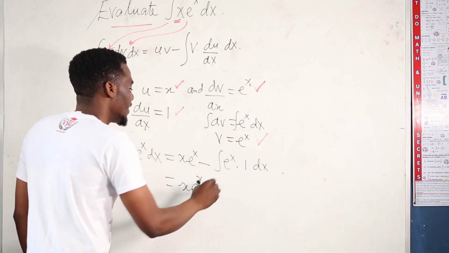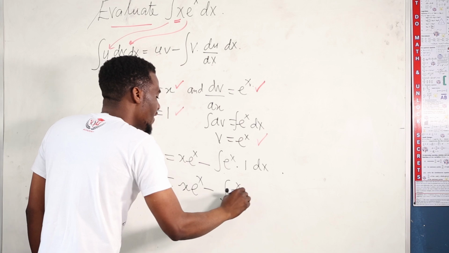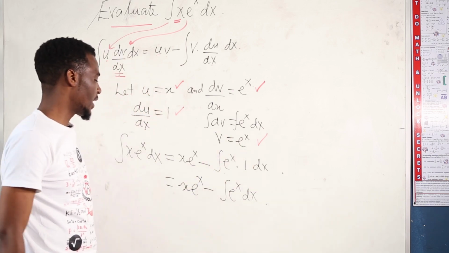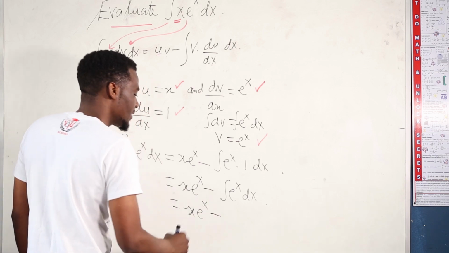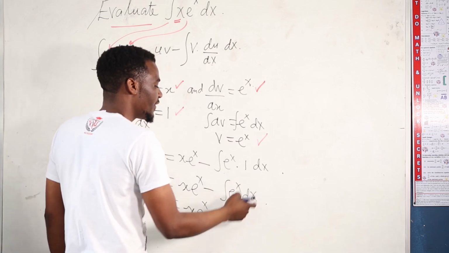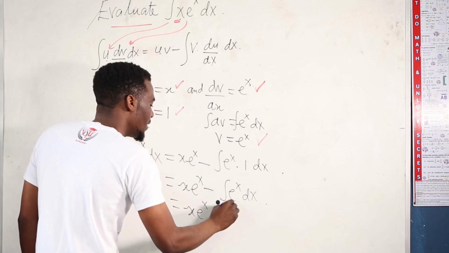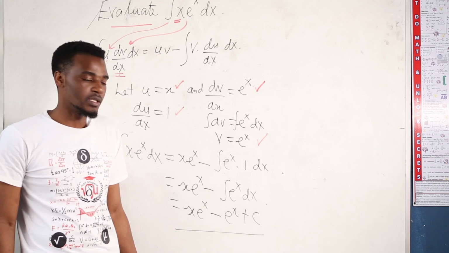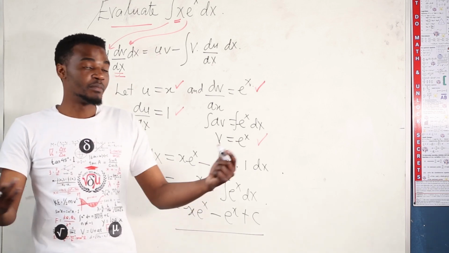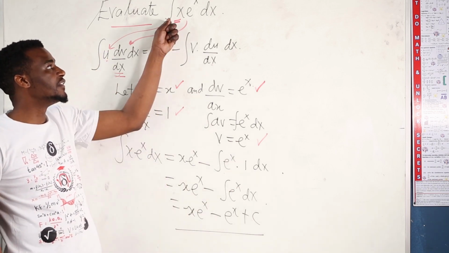So if we simplify this, by the end of the day we get x times e to the power of x minus the integral of e to the power of x with respect to x. What is the integral of e to the power of x with respect to x? Straight away we get e to the power of x plus a constant of integration. Why did I put a constant of integration? Because we're dealing with an indefinite integral.